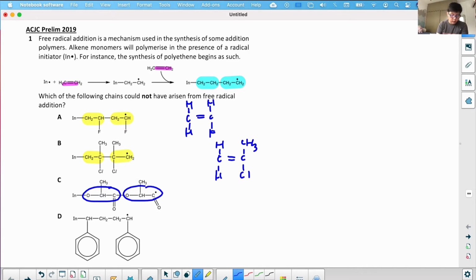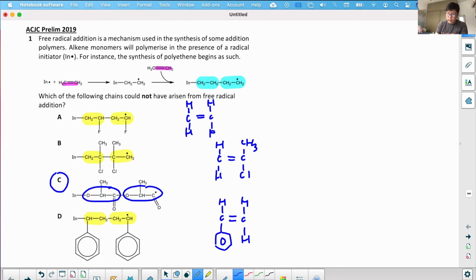All right, so for this next one, for D, you can see that this is probably the alkene. So I'm going to just draw it out. So it's probably like a benzene ring, double bond, CH2. So if you could see a pattern, you realize that actually C would be the answer. This chain could not have arisen from the free radical addition.